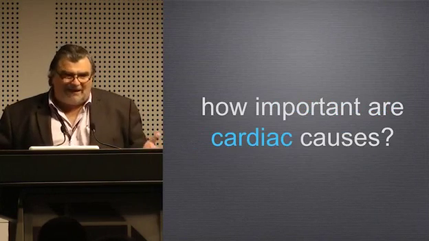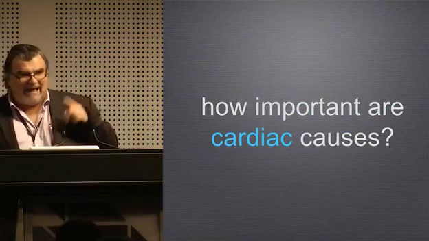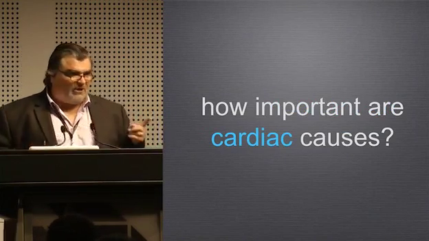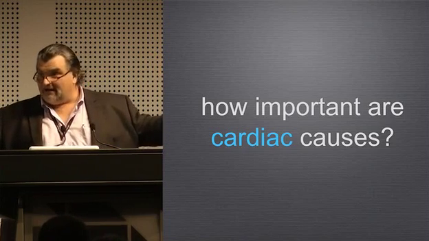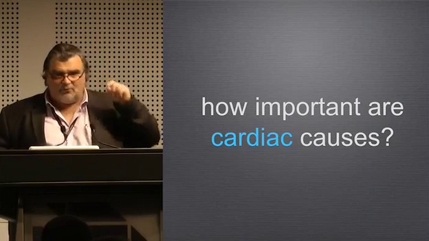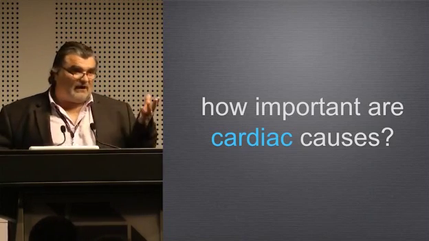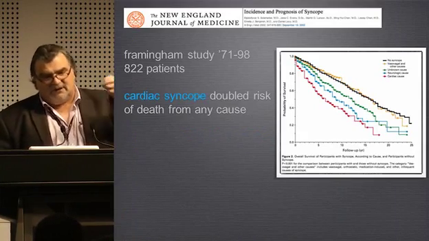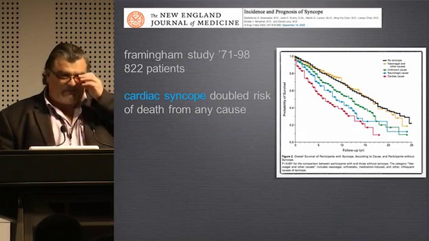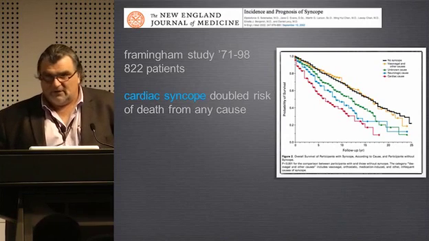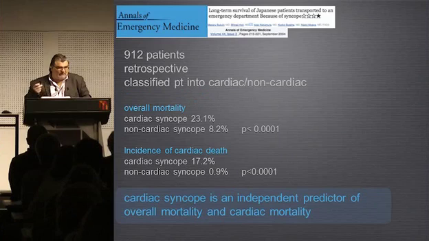So how important are cardiac causes? In fact, cardiac causes are so important that we can divide the causes of syncope into cardiac and non-cardiac almost, okay? TIA, posterior circulation syncope, occurs in such a small number of cases that we can say, is this cardiac or isn't it cardiac? There's a couple of studies that show this, an extension of taking data out of the Framingham study that really showed that cardiac syncope doubled the risk of death from any cause. So if your cause of syncope is related to cardiac causes, not good for you.